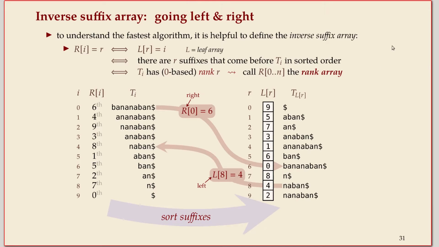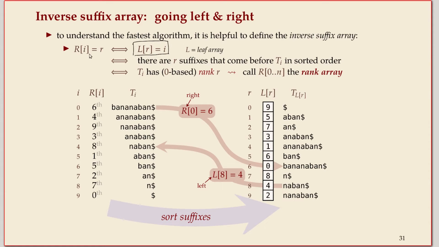Before we can really explain and understand this algorithm, it helps a lot to make the following definition. So remember, the suffix array is this. I called it L because it's the leaves of the suffix tree. And we said the rth entry in this leaf array is the rth leaf in the suffix tree, and that has a value i, which means the ith suffix in text order is the rth suffix in sorted order.